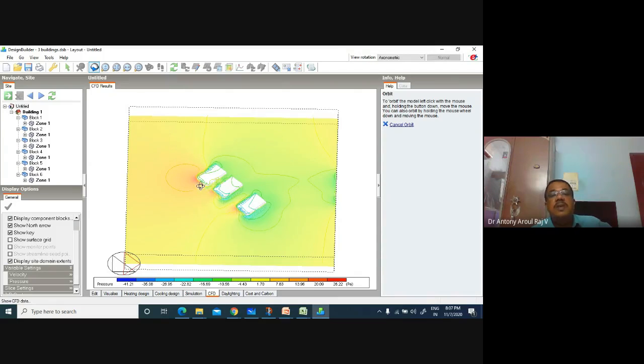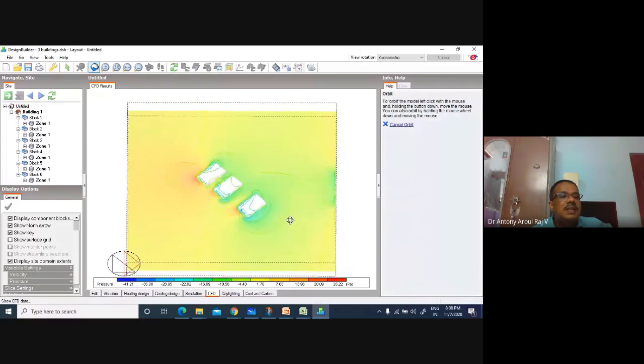The first building is getting affected; you can see more pressure rise there. The second is less, and similarly the wake behind the first building is higher. So if there are multiple buildings, on the front side you will be getting good air, but on the rear side air circulation may not be there. That is the one thing you can understand.